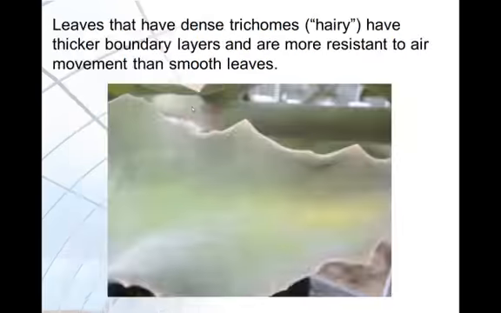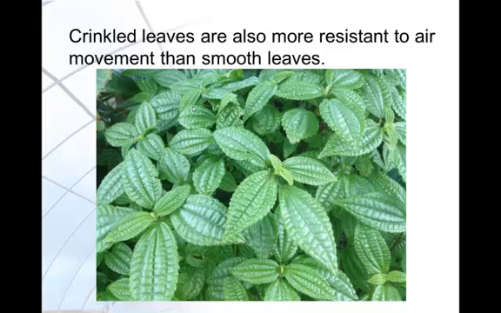And then also the surface structure of the leaf affects the friction, therefore the thickness of the boundary layer. So leaves that have dense trichomes, the hairy leaves like this, definitely have thicker boundary layers, therefore more resistance to air movement than smooth leaves. And also crinkled leaves are expected to have thicker boundary layers compared to smooth leaves. So those are additional factors coming from the plant, in addition to the leaf size.